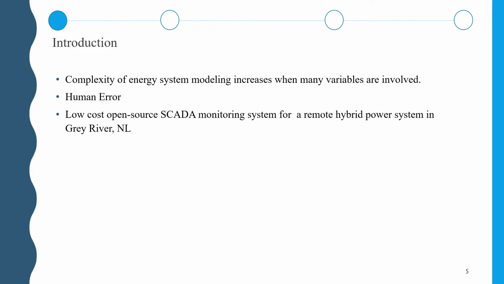The proper management of energy systems includes process modeling, process optimization, hardware and software, suitable setup design, and monitoring operation. New energy strategy development is a common topic of scientific and industrial research. The complexity of energy system modeling increases when many variables are involved.